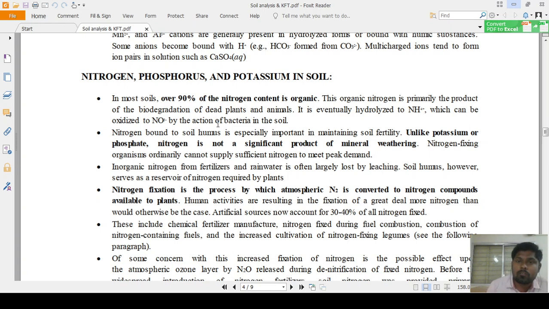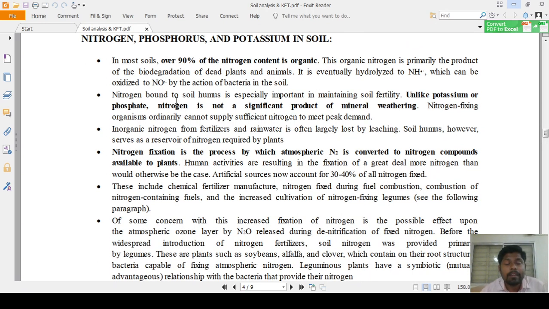When I discuss the nitrogen cycle, I am going to discuss this whole phenomenon, how nitrogen is converted into ammonium and nitrate. That is also the main source of nitrate in soil pollution. Now, nitrogen bound to soil humus is especially important in maintaining soil fertility. Unlike potassium or phosphate, nitrogen is not a significant product of mineral weathering. That means in mineral weathering, phosphate and potassium are formed, but nitrogen is not. It comes from the biodegradation of dead plants and animals.